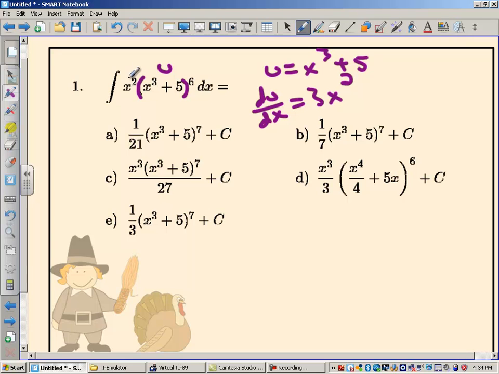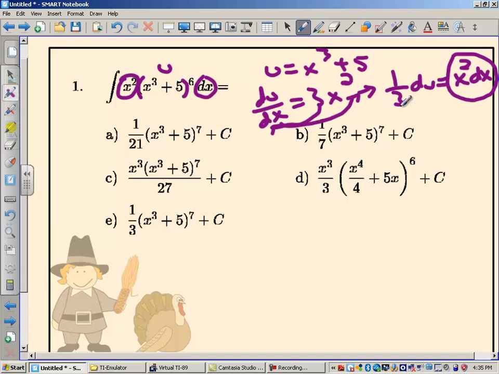First of all, we're going to solve this for x squared dx because that's what I have left over. We're going to solve this equation for x squared dx. Well, that means I need to divide by 3 and multiply by dx. So I've taken this equation, I brought the dx over here, and I divided by 3 and brought it over here. So this is my substitution for x squared dx. So I have the integral of u to the 6th power times 1/3 du.